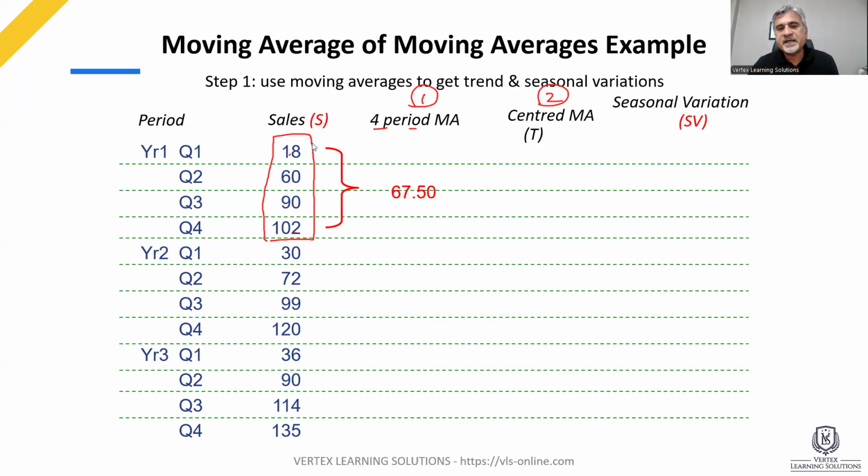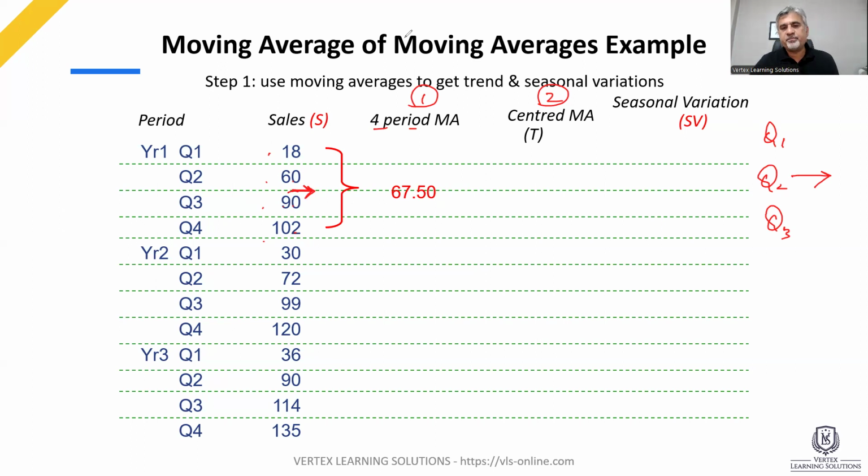But now the problem is that this 67.50 is actually the midpoint. It is in the middle. The middle is not in front of any particular quarter, because it is 4 periods, 1, 2, 3, 4. The middle is somewhere here. That's why I put these dotted lines. So the middle comes somewhere between the second and the third quarter. If it had been quarters 1, 2, and 3, the midpoint would be in front of quarter 2. But if it is 4 quarters, the midpoint is actually 2.5 quarters. It is between 2 and 3.